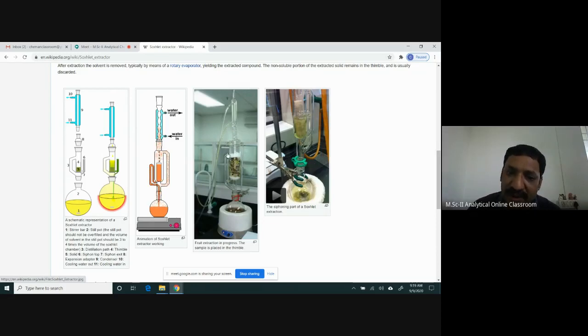After all the pigments come into this solvent, then you have to remove this, and the solvent evaporates at its corresponding boiling point, then you will get the pigment. Okay. So this is the most important and widely used analytical technique for the separation of solvent and for the separation of pigments. Okay, all of you understand?